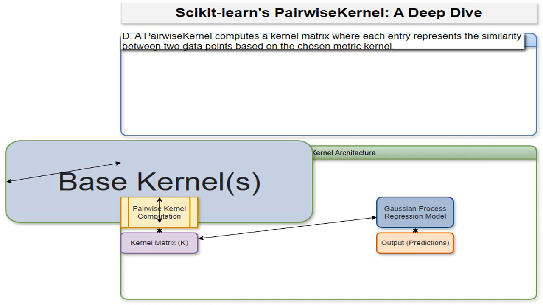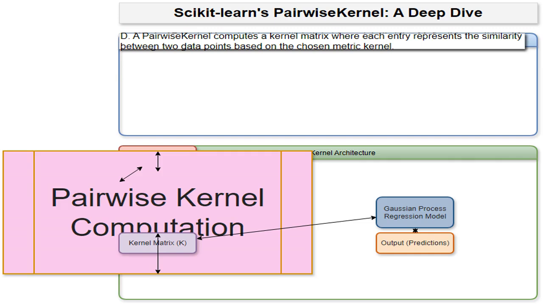The base kernel is like the cooking method. You choose a base kernel, or multiple kernels, to define how you'll measure the similarity between data points. Examples include radial basis function, RBF, kernels which measure distance, or linear kernels, which measure correlation between points. The PairwiseKernel is versatile. You get to choose the cooking method.